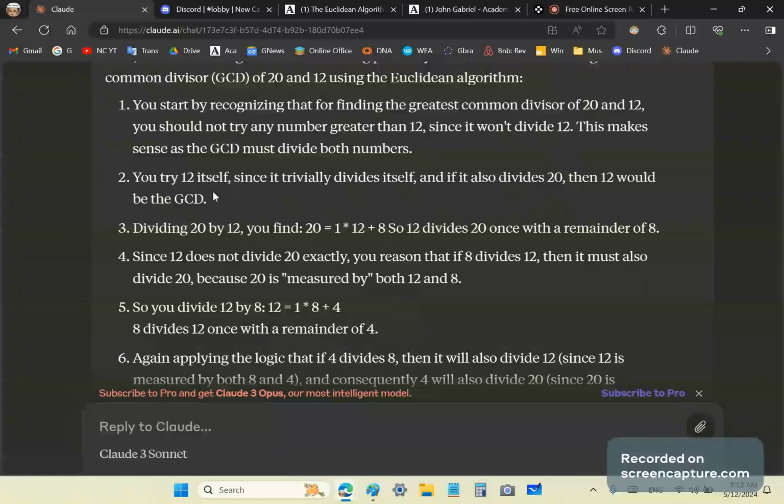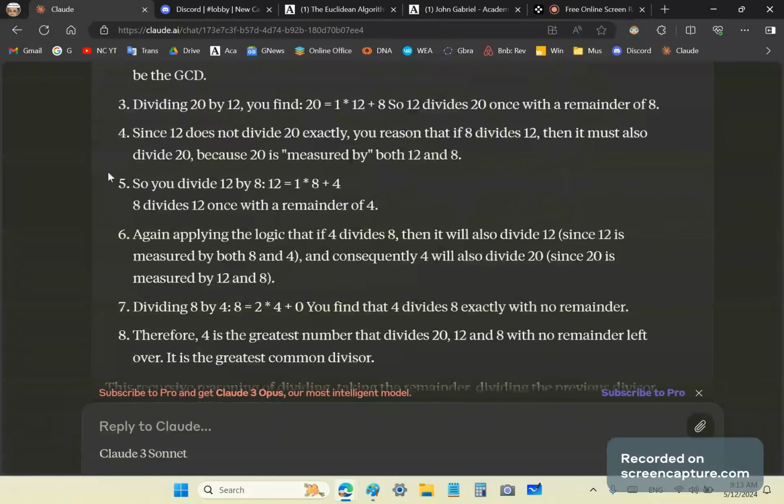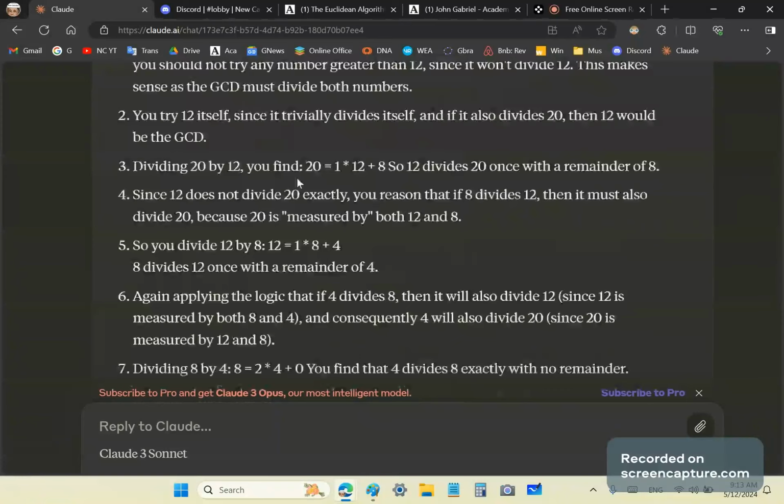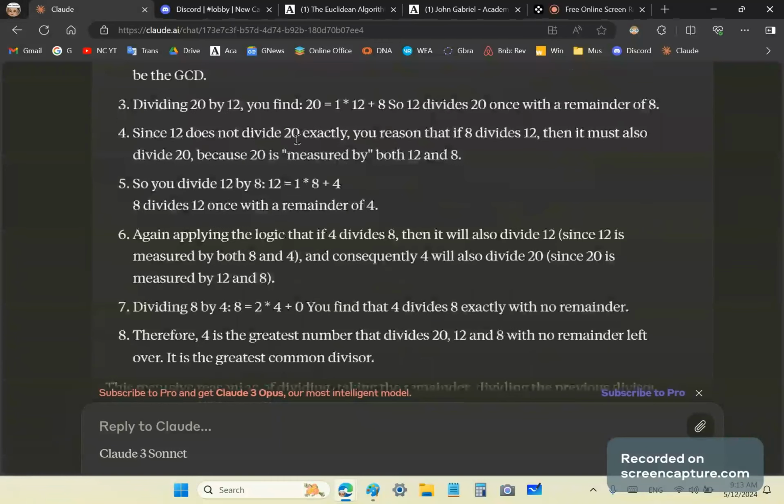So then you try 12 itself. Since it trivially divides itself, 12 divides 12, anything divides itself exactly or measures itself exactly. And if it also measures 20, then 12 would be the GCD. So again, you say dividing 20 by 12, you find that 20 is equal to 1 times 12 plus 8. So 12 divides 20 once with the remainder of 8.